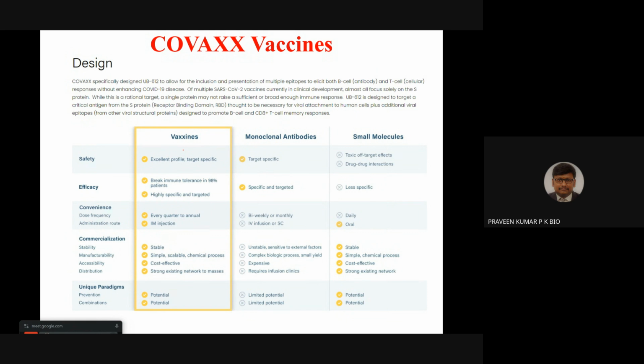If you see these vaccines, the peptide based vaccines showed an excellent profile with respect to safety. And immune tolerance is also very good. Convenience is also very easy to use. Commercialization is stable, simple, cost effective. Compared to monoclonal antibodies, which are more expensive and not as specific, this COVAX is more specific in the treatment of SARS-CoV-2 infection. So we can see plenty of advantages in COVAX vaccines.